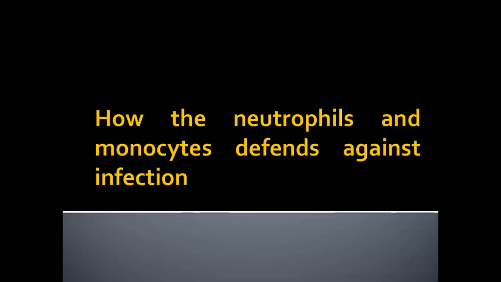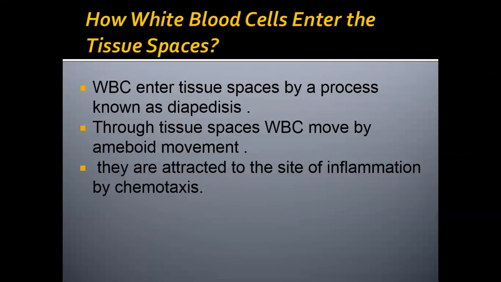Now we come to a very important question: how do the neutrophils and the monocytes defend against an infectious process? We have to put in our mind that it's mainly the neutrophils and the tissue macrophages that attack and destroy the invading bacteria and other injurious agents. Neutrophils can attack and destroy the bacteria even in the circulation, while the tissue macrophages have a high capacity for fighting infections.